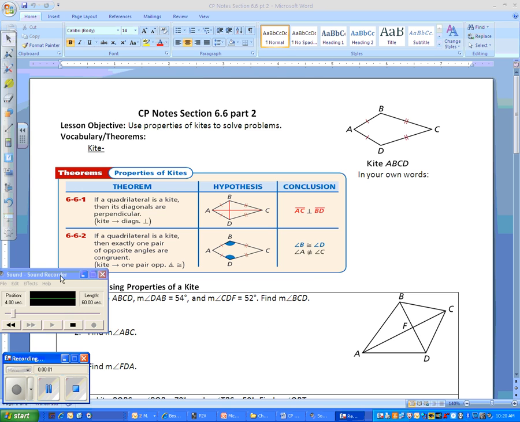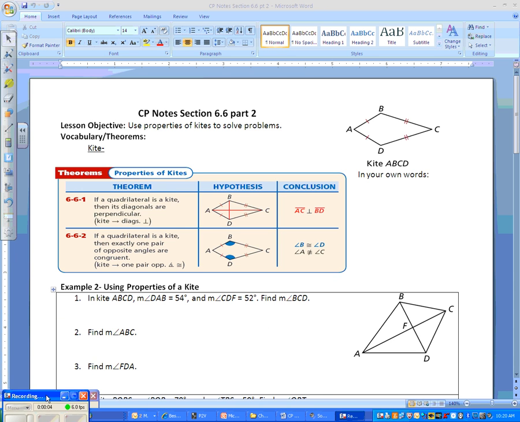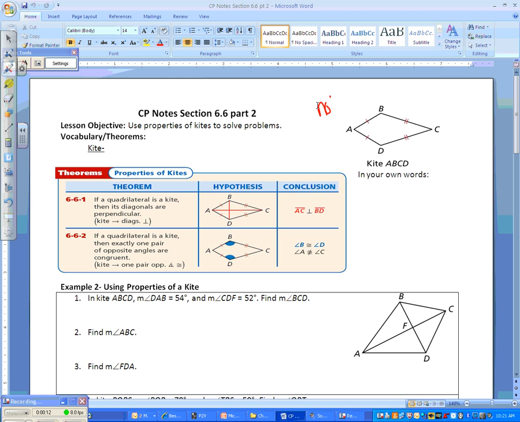Okay, in 6.2, the second part, we're only going to be talking about a kite today. And a kite is not a parallelogram. So I want you to write down that a kite is not a parallelogram because it does not have two sets of parallel sides. It also does not have two sets of opposite congruent sides. So it's definitely not a parallelogram like we've been talking about for most of the chapter.